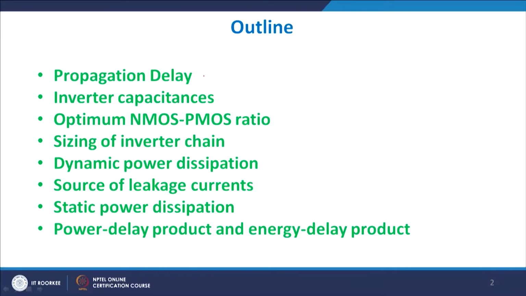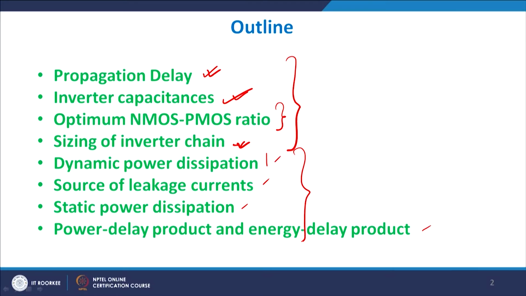We will be looking into what is known as propagation delay. We will look into inverter capacitances. We will have a look at what is the optimized NMOS by PMOS ratio so that I get the minimum delay possible. We will look into the sizing of the inverter chain and then start with power dissipation: dynamic power dissipation, leakage power dissipation, static power dissipation, and power delay product.